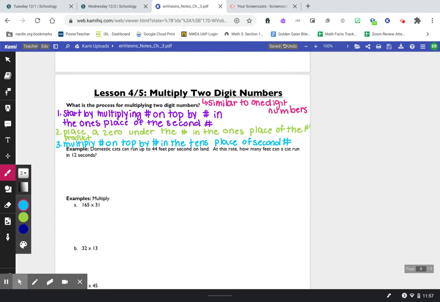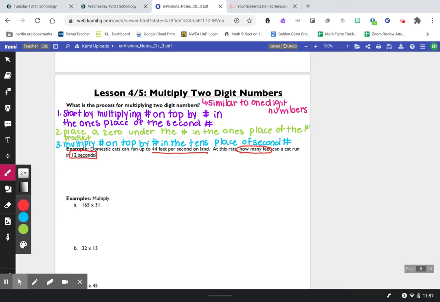Okay, so now we're going to try this example. Domestic cats can run up to 44 feet per second on land. So I'm going to underline that. It's very important. So just like we do in class, underline that important information. At this rate, how many feet? Okay, they want to know how many feet can a cat run in 12 seconds.